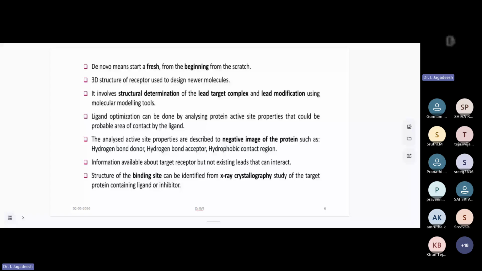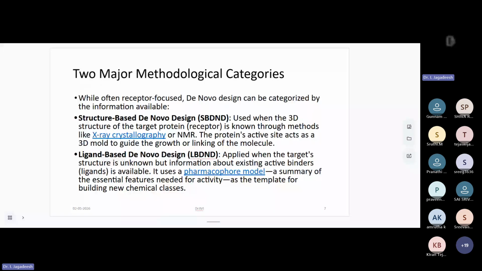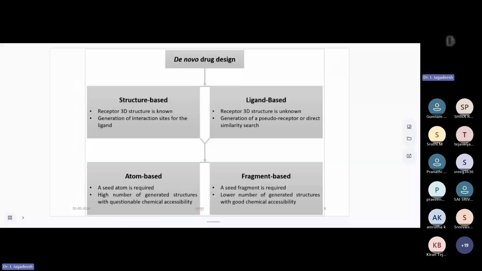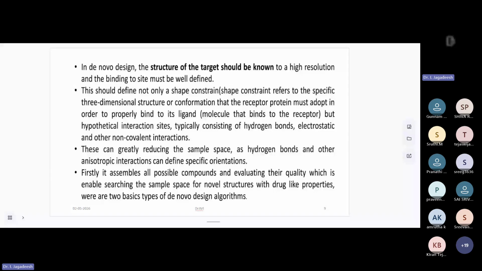But we will be starting with structural determination of our receptor. Then we are going to have modifications of a ligand and ultimately make the decision whether it is fitting or not. For that purpose, we have two approaches: structure-based and ligand-based de novo design. In both the structure-based and ligand-based, we have atom-based and fragment-based methods. We can start with the atom and build on atoms to make a complete drug molecule, or we can start with fragments of molecules and link and join them later to form a drug.